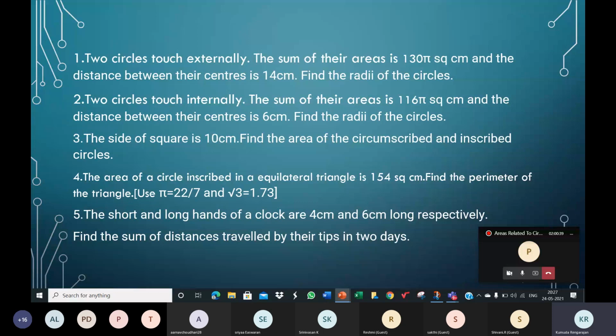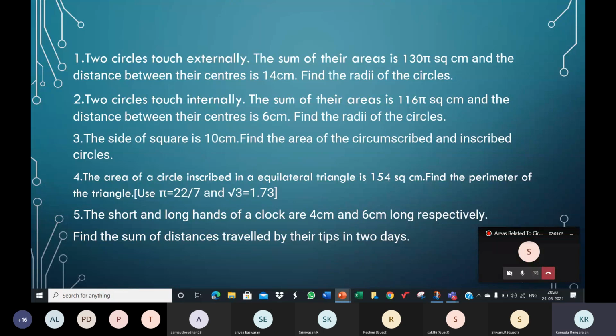So the hands are fixed to a point in the center, and they move about that center. The hands will always be tracing circles. Of course, the circles are concentric circles. The short hand will trace a smaller circle. The long hand will trace a bigger circle.